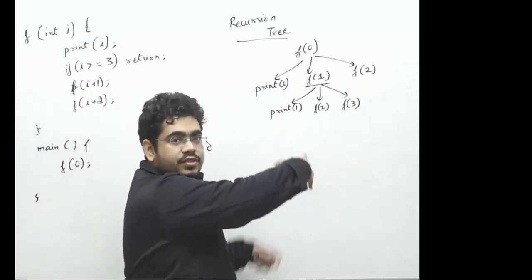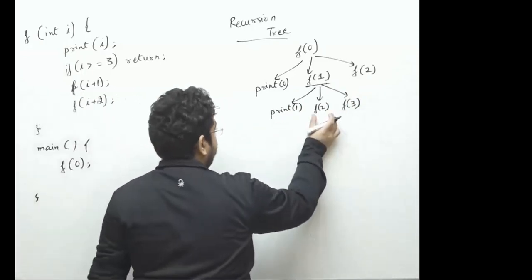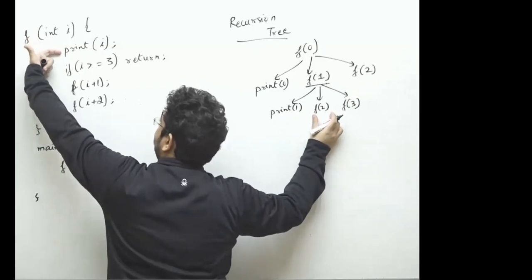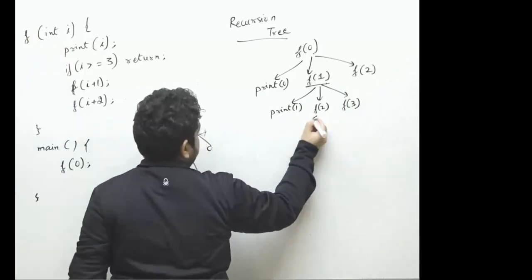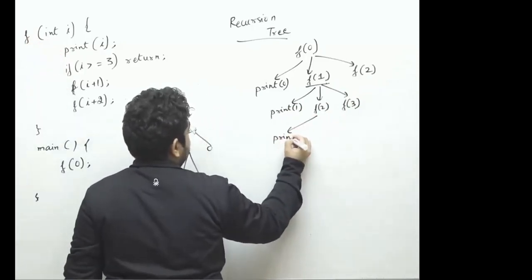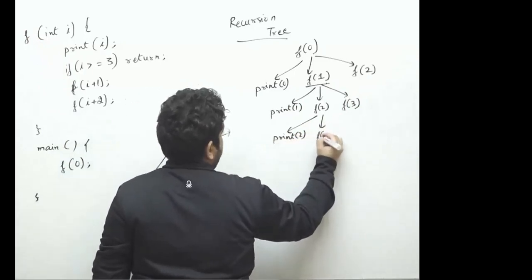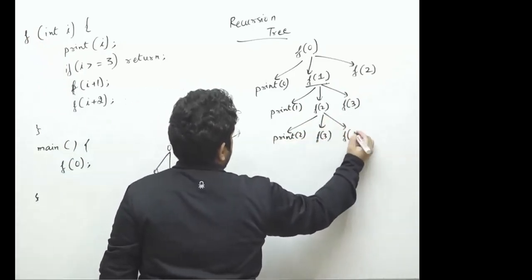And let's continue. Let's make the complete tree. Then f of 2, what will it do? Print 2, call f of 3, call f of 4. So print 2, call f of 3, call f of 4.